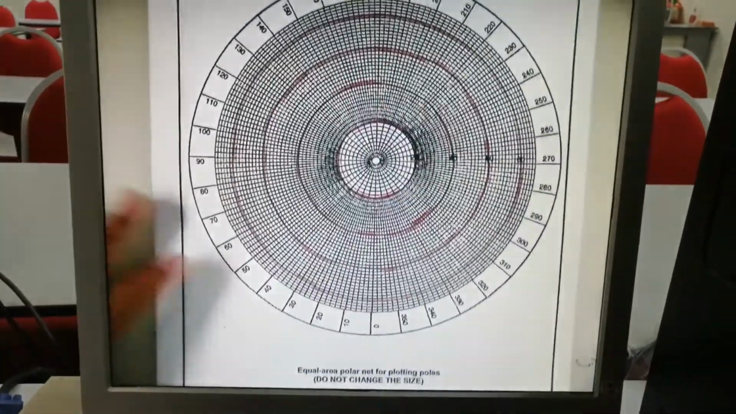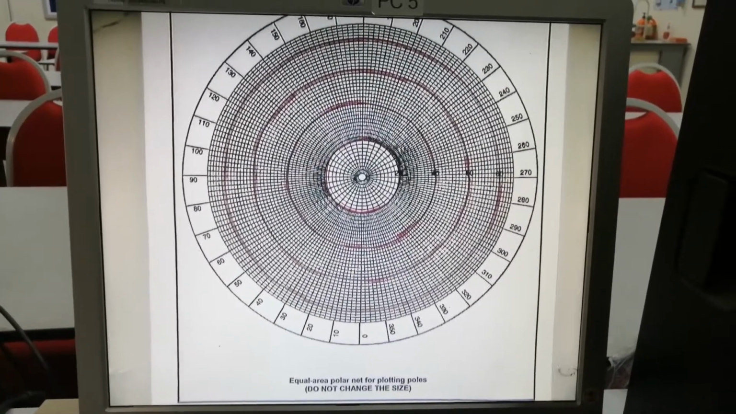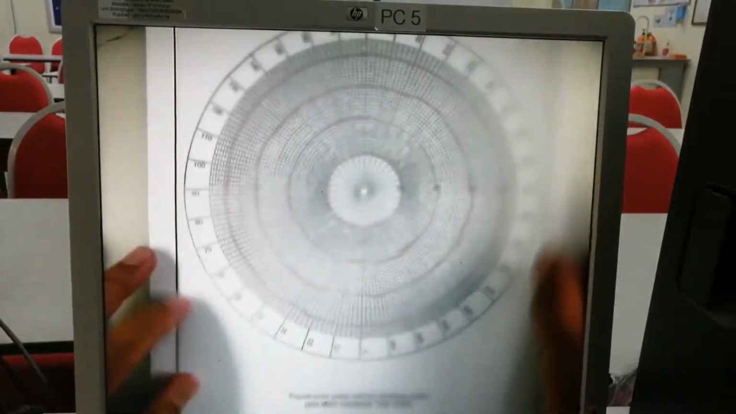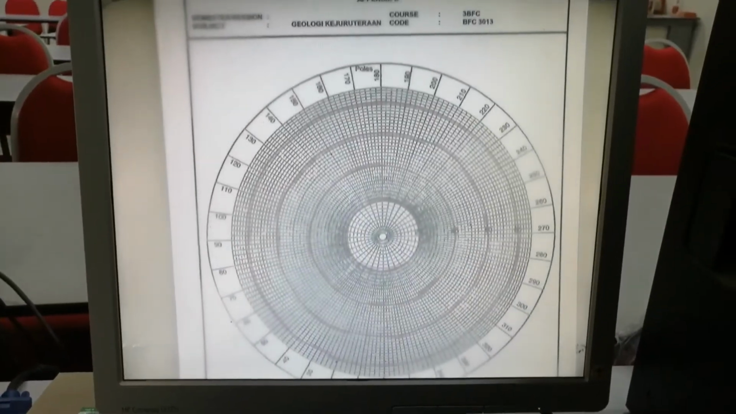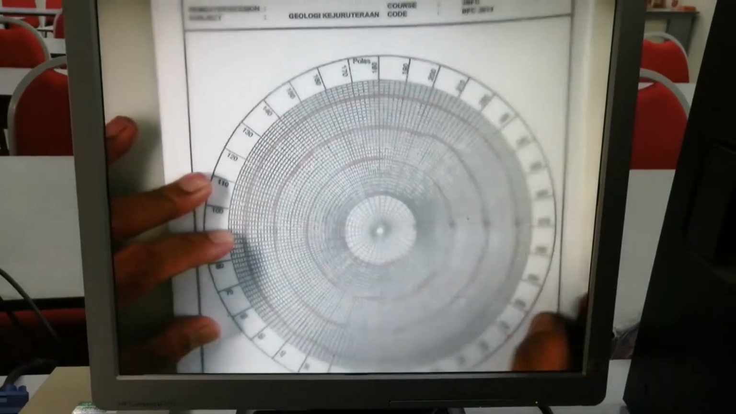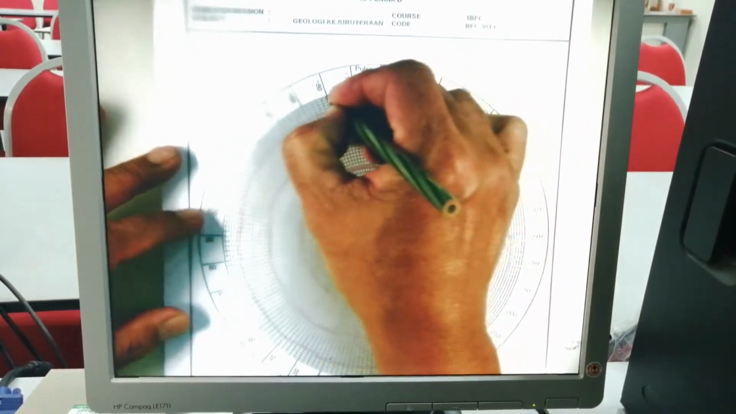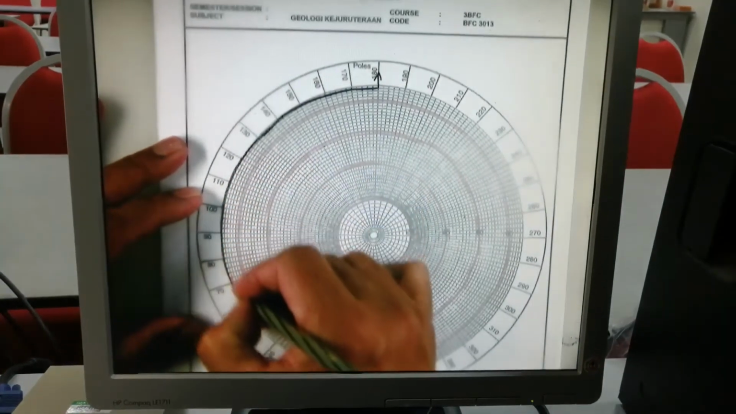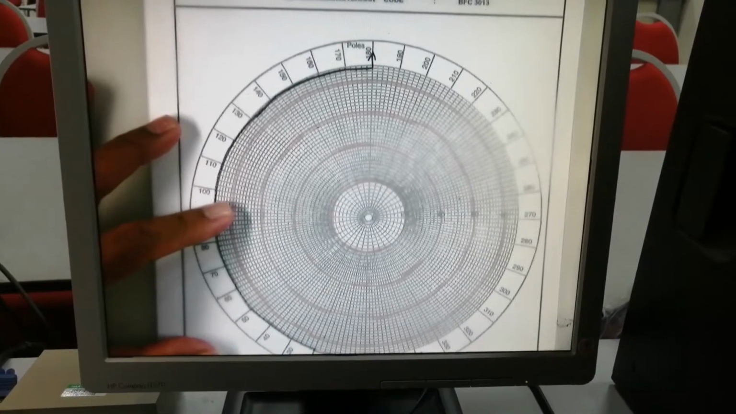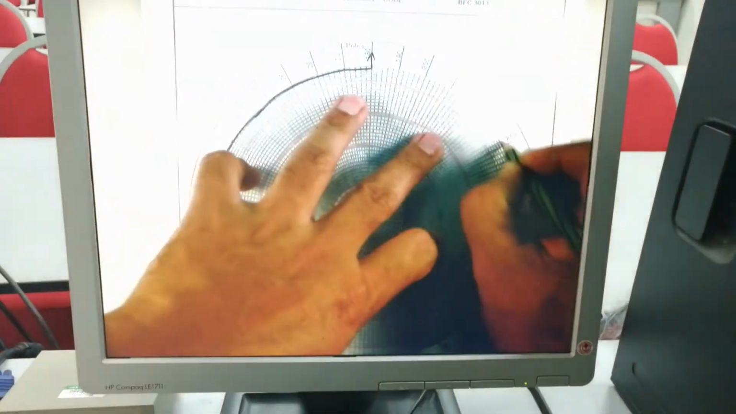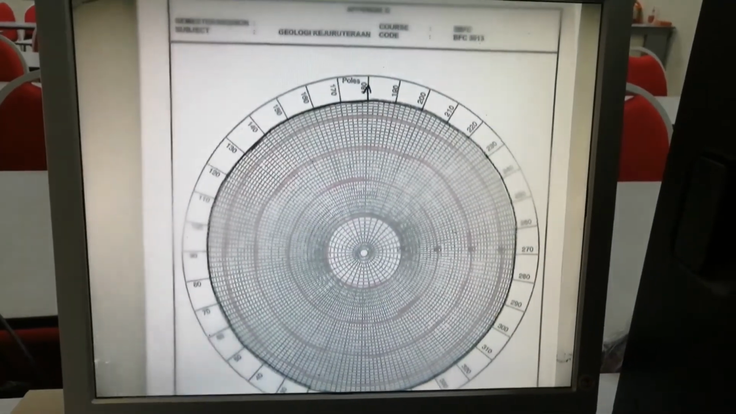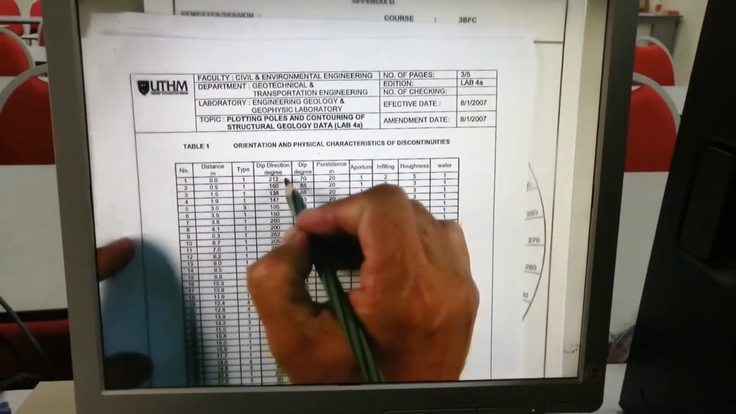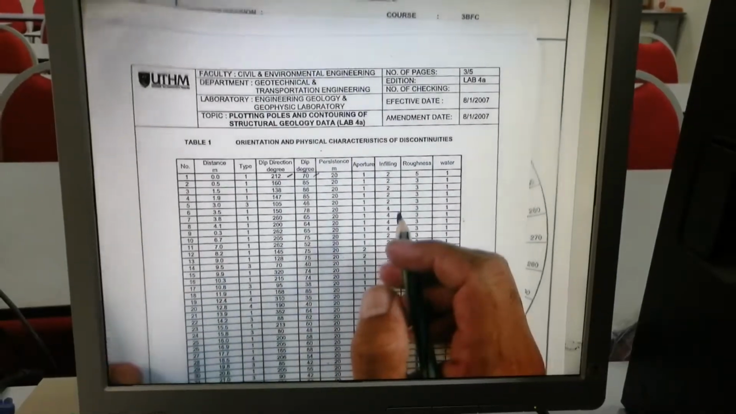To plot the dip direction and dip angle pole, you need this equal area polar net for plotting poles. You should have tracing paper. You have to overlap your contour and plotting pole net, and then draw this line. And then you can start to draw your poles. Your first data is 212 dip direction and dip angle is 70 degrees.